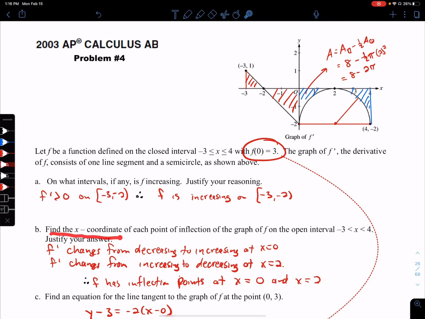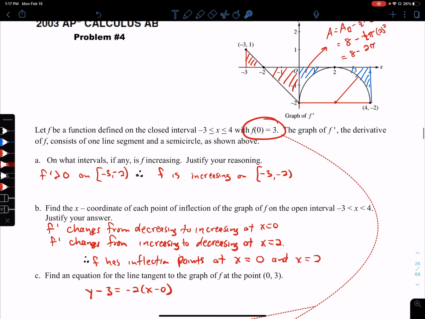Part B. Find the x-coordinate for each point of inflection of the graph of f on the open interval from -3 to 4. Justify your answer. Well, f prime is changing from decreasing to increasing at 0. So there's going to be an inflection point here at 0. f prime is changing from increasing to decreasing when the x value is 2. So there's going to be an inflection point here. When I say there's an inflection point, it means the original function. So long story short, if you're given the graph of f prime, every time f prime changes from increasing to decreasing or vice versa, the original function is going to have an inflection point.